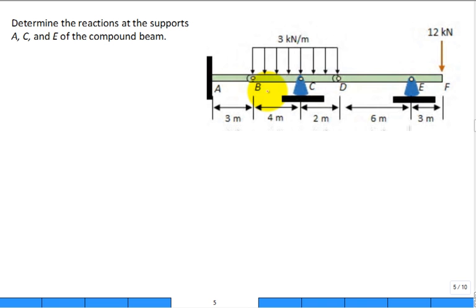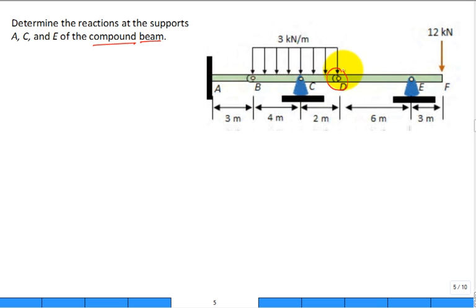Determine the reactions at the supports A, C, and E of the compound beam. Well, okay, we want to see. There's a beam. It's a horizontal structure. That's what typically describes a beam. It's compound, meaning it's not all one section. It's got this section that goes in. What happens at B? What type of connection between the two sections is there at B? It's a pinned connection at B.